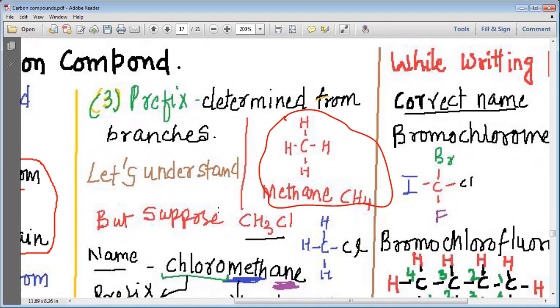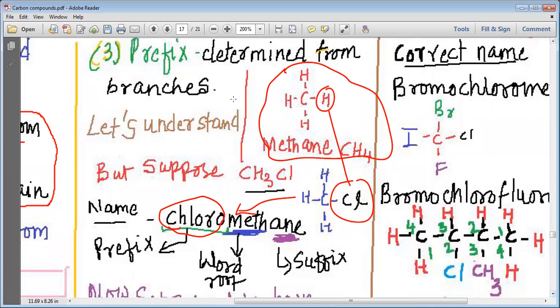Now, suppose we have CH3Cl, so one hydrogen is replaced by chlorine. Here, instead of just writing methane, we add one word, chloro, before methane, and we call this compound chloromethane. The name of this compound is chloromethane. Why do we call it chloromethane?